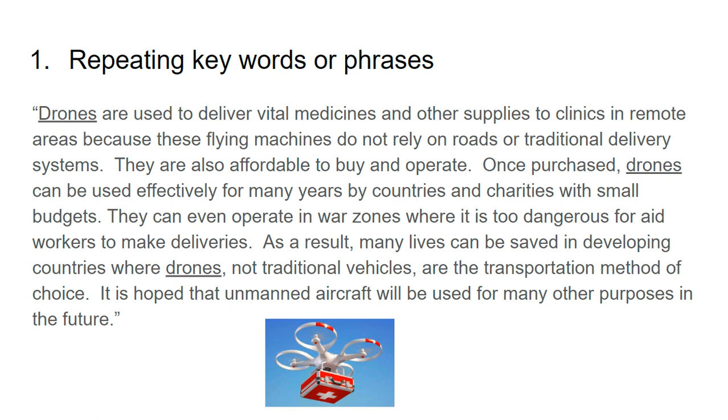Okay, let's take a look at an example paragraph. So in this paragraph, I've used repeated words or phrases, and you can see them underlined. So I've used the word drones 3 times because this whole paragraph is about drones. When I'm writing, I want one main idea per paragraph. So this whole thing is about drones. So let's take a look.